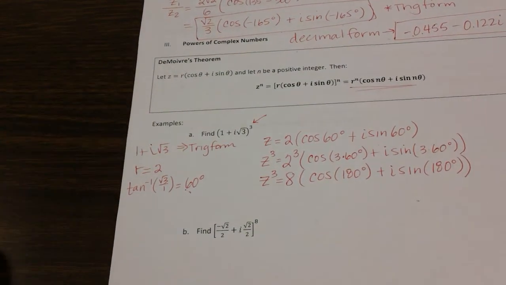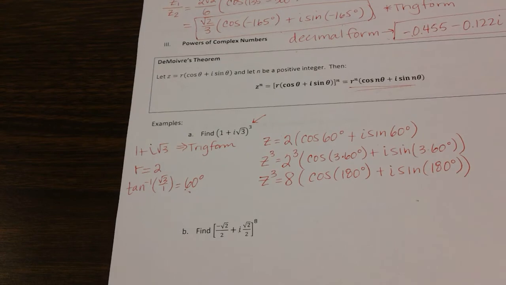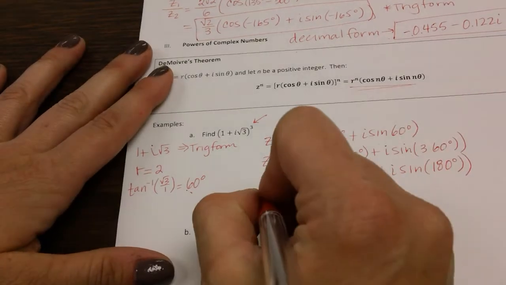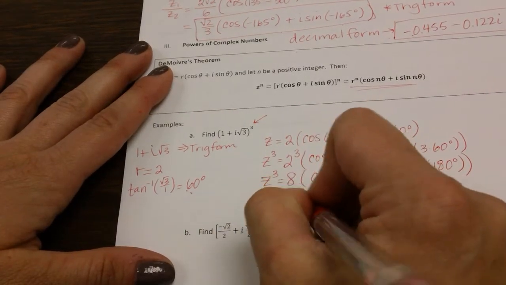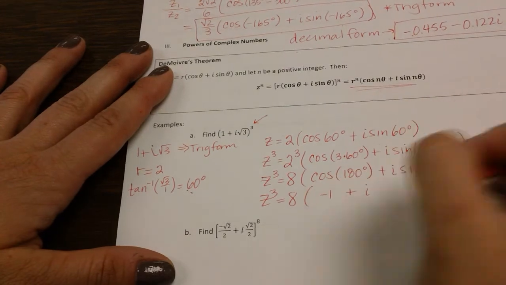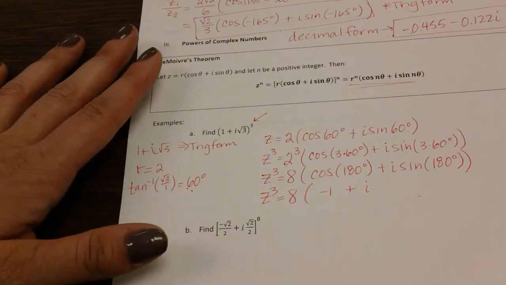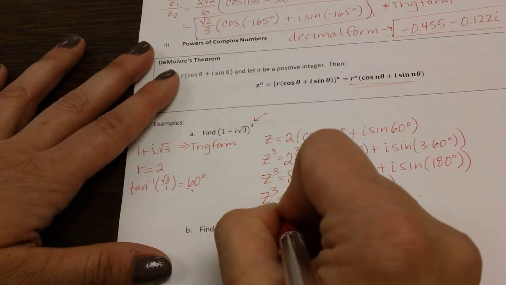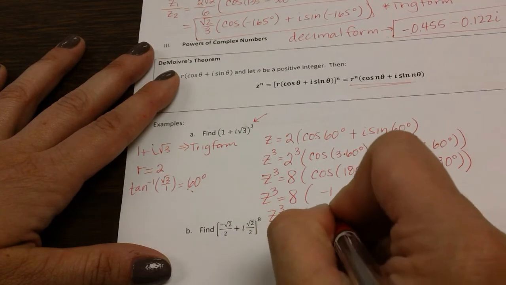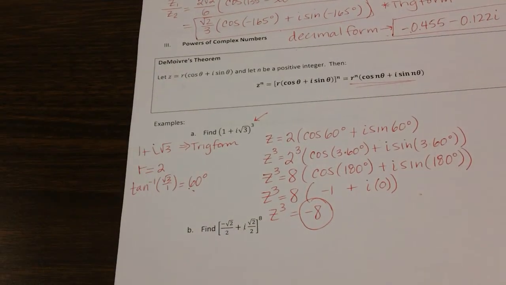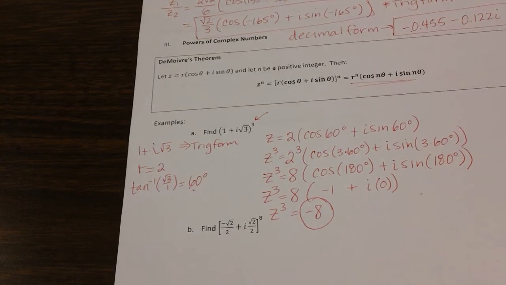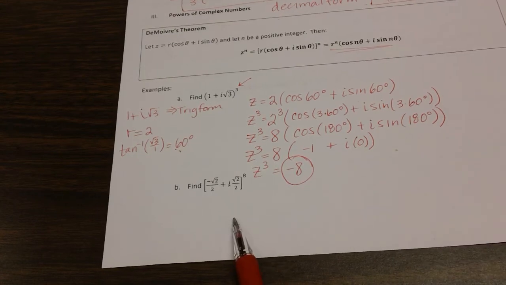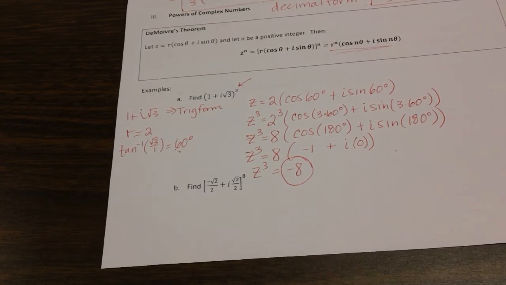All right, so now it's important that you remember what your cosines and your sines are. Okay, so the cosine of 180 degrees is going to be -1. So we have 8 times -1 plus i, and the sine of 180 degrees is 0. So when we multiply all of this out, we get -8 as our answer. So it's a nice, simple answer here of -8. Okay, I would like you to try B. When you try B, it looks very complicated, but it works out really nicely. You're going to get a nice answer for B.